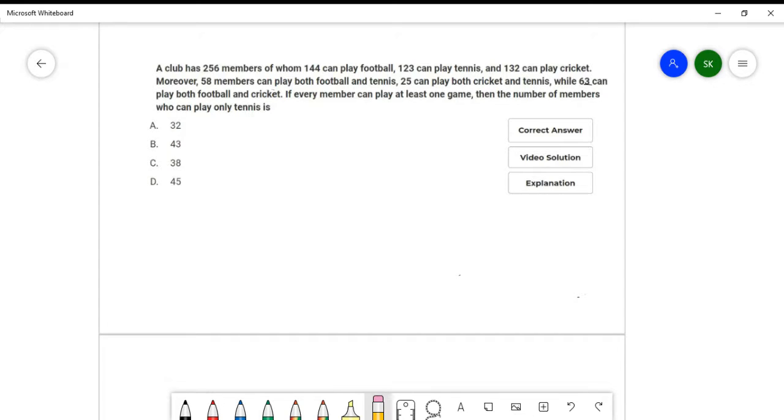Question says a club has 256 members of whom 144 can play football, 123 can play tennis and 132 can play cricket. Moreover, 58 members can play both football and tennis, 25 can play both cricket and tennis while 63 can play both football and cricket. If every member can play at least one game, then the number of members who can play only tennis is.